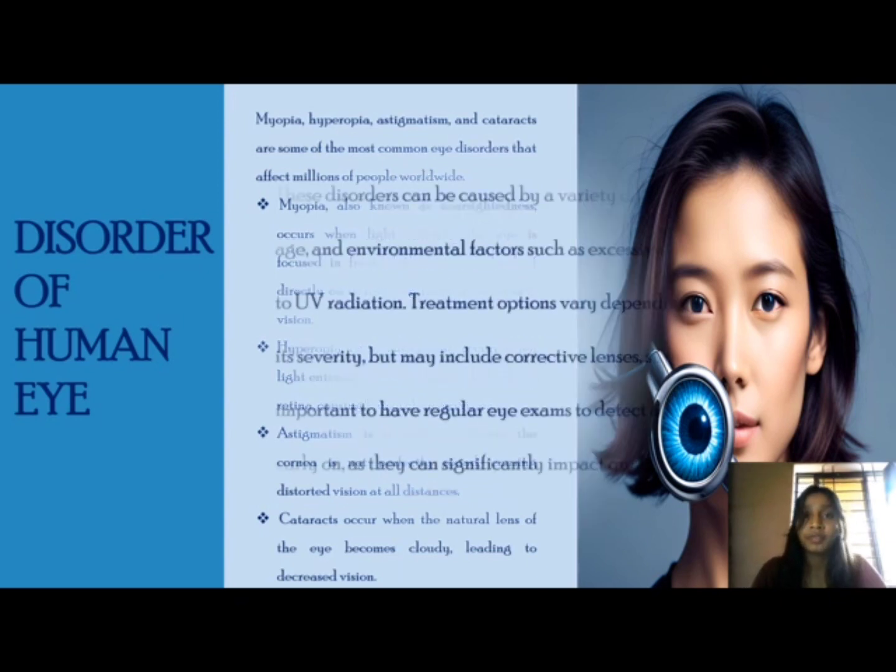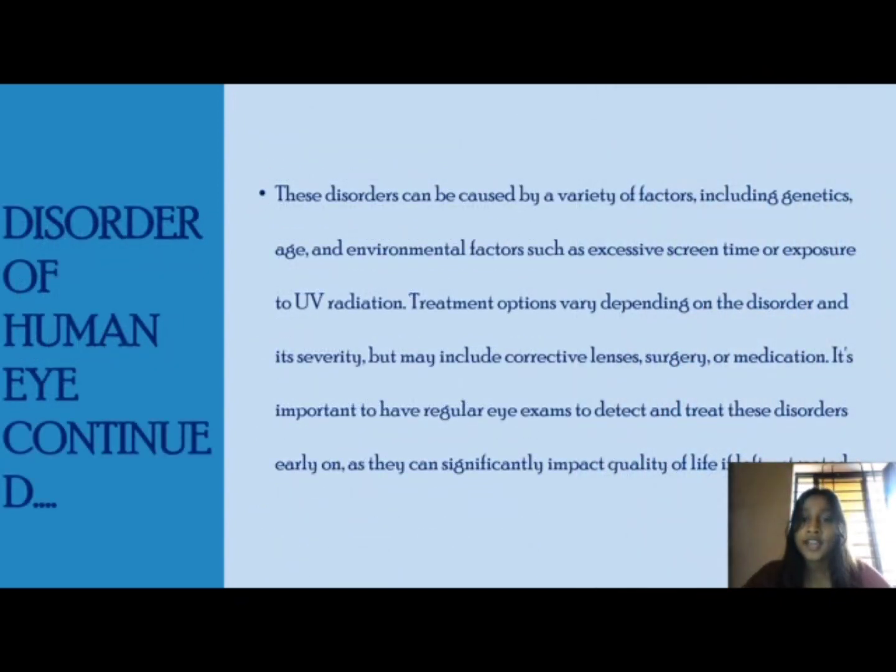These disorders can be caused by a variety of factors, including genetics, age, and environmental factors such as excessive screen time or exposure to UV radiation. Treatment options vary depending on these disorders and their severity, but may include corrective lenses, surgery, or medication. It's important to have a regular eye exam to detect and treat these disorders early on, as they can significantly impact quality of life if left untreated.